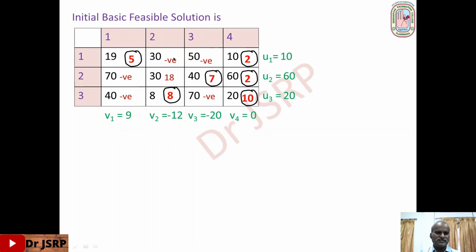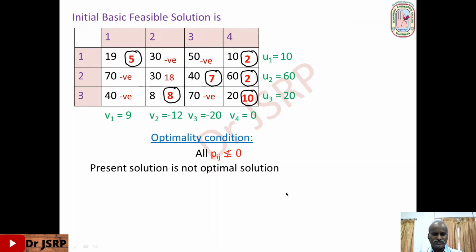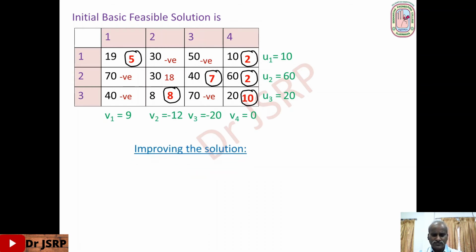Okay, so all these are the scalars for each non-basic cell. So observe these scalars. Not all are less than or equal to 0. So now verify the optimality condition. All Pij should be less than or equal to 0. Okay, so the present solution is not the optimal solution. We have to improve the solution. How do we improve the solution? By replacing one of the basic cells with a non-basic cell.